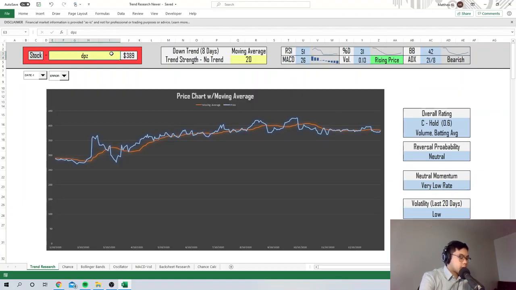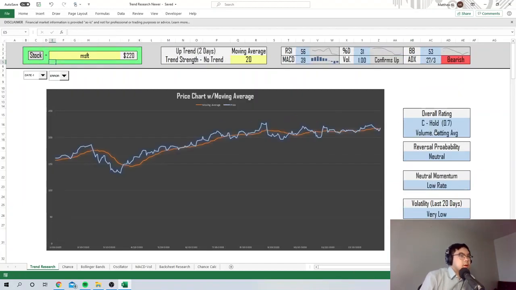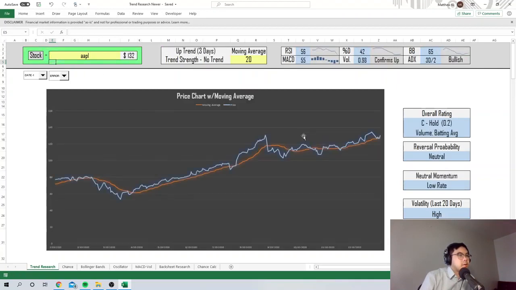If we look at Microsoft, again, a hold rating. So you just have to play around with it and look at what stocks you're interested in. Put Apple. Again, a hold rating. So if there's no trend and none of these indicators are going off, it's going to give you a hold rating because it's no strong trend to buy or sell, right?